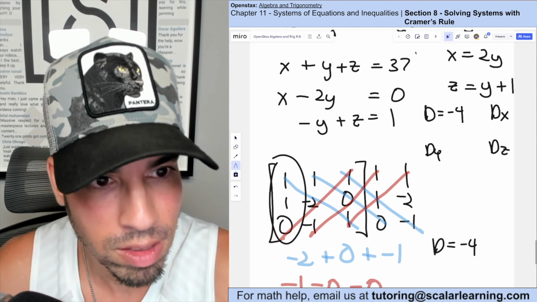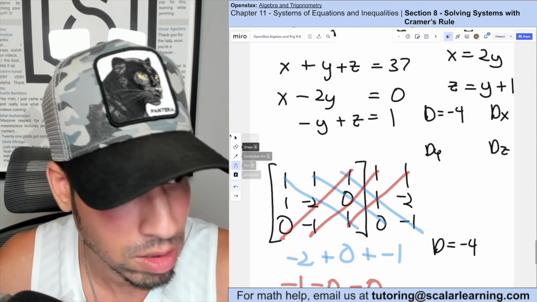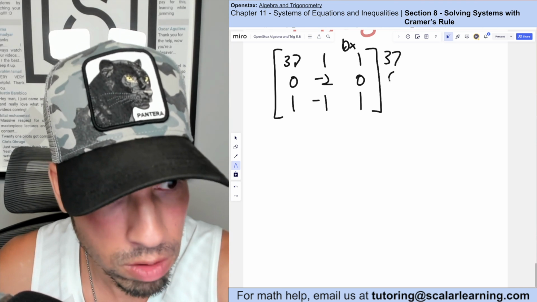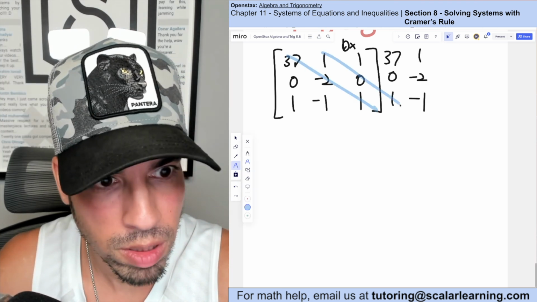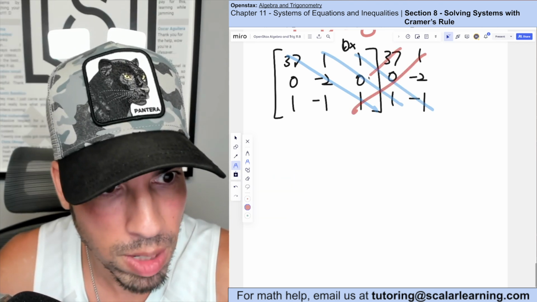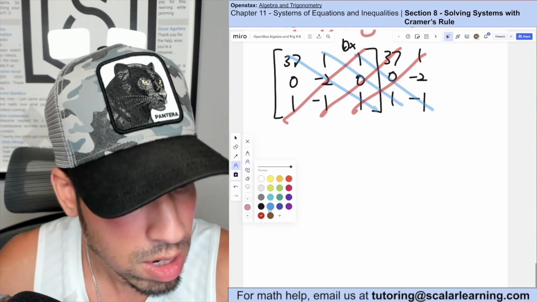So now to get Dx, we're going to do the same matrix here, but we're going to replace the x column with these constants. So let's do that down below. Next, I'm going to repeat column 1 and 2 over here. And then we're going to take this product plus this product plus this product, and then we're going to minus that product minus that product minus that product. Okay, let's write them out.